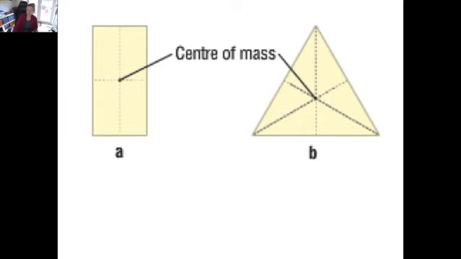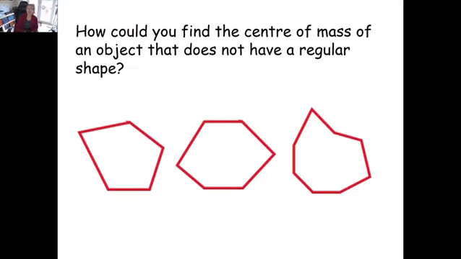That's quite simple and straightforward for a regular shaped object, but how could you find the centre of mass of an object that does not have a regular shape? How would you work it out then? Well, it's quite straightforward, and this is a practical that we usually do in the lab, and one that you would be expected to understand.